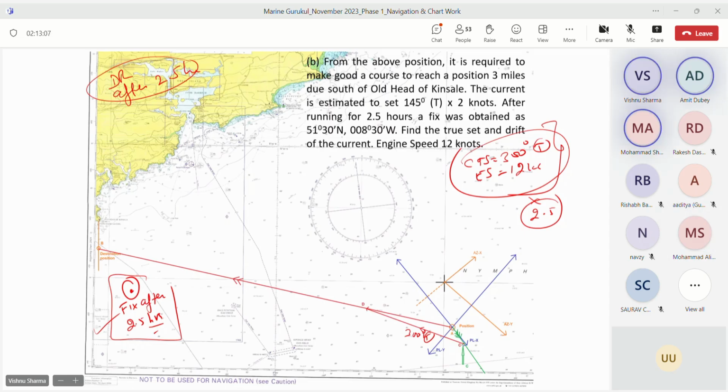And if both will be for the same time, then DR to fix will be the actual current? Yes or no? Yes, sir.